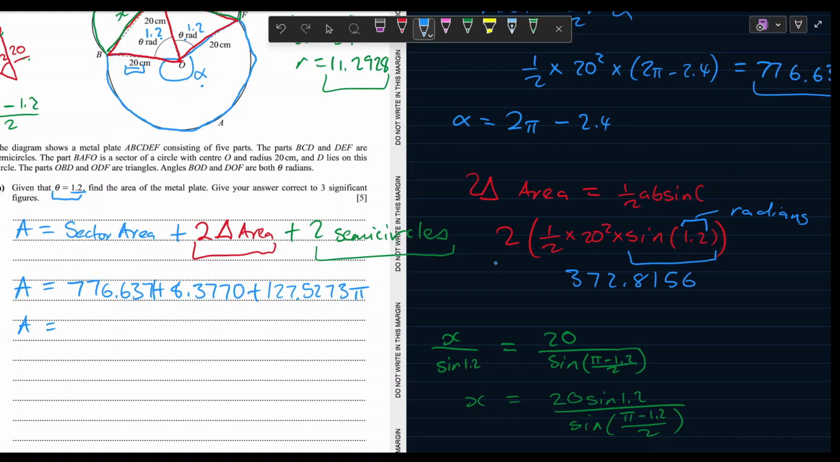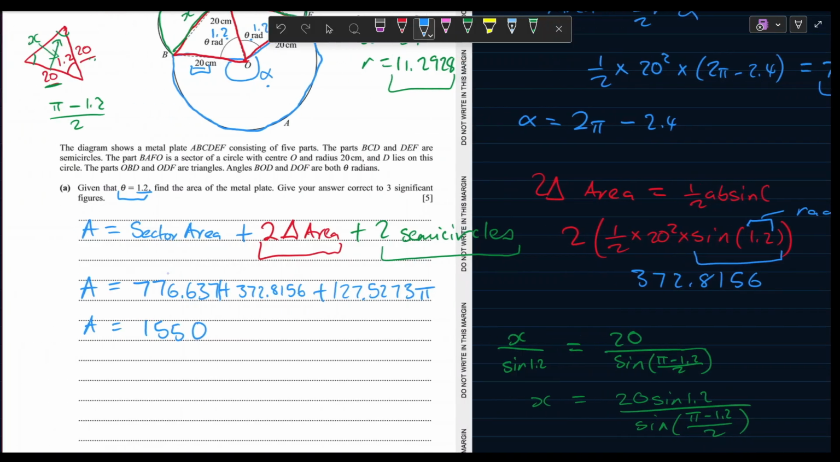372.8156. So what we should have here is 372.8156, and we should get the correct result if we add everything up. 776.6371 plus 372.8156 plus 127.5273 pi. Okay, and this does give us 1550, and that will be our final answer.